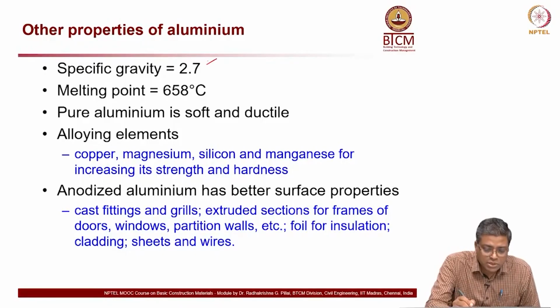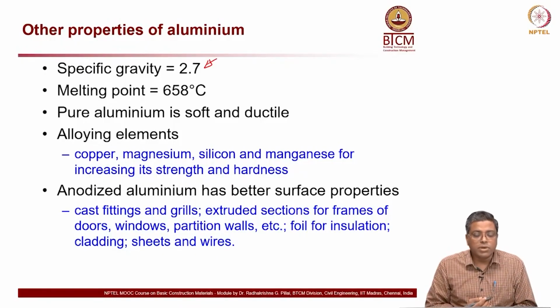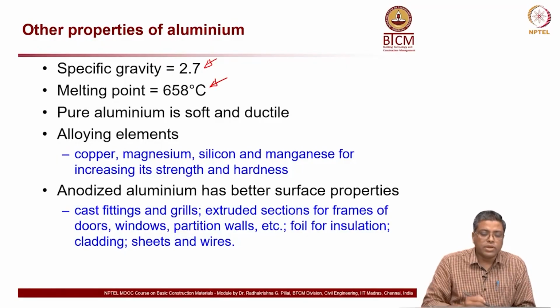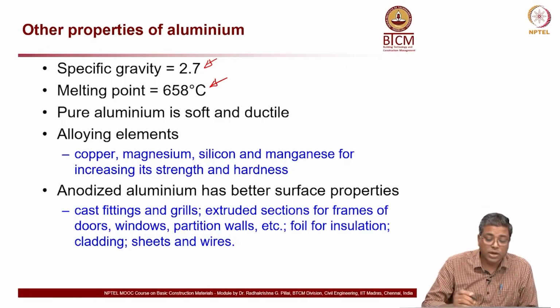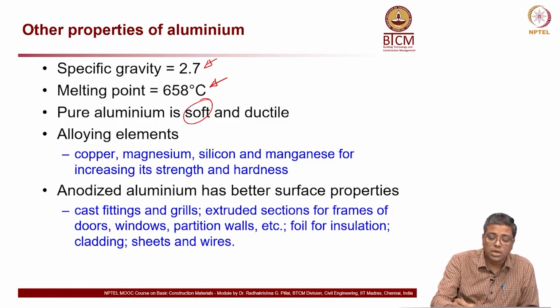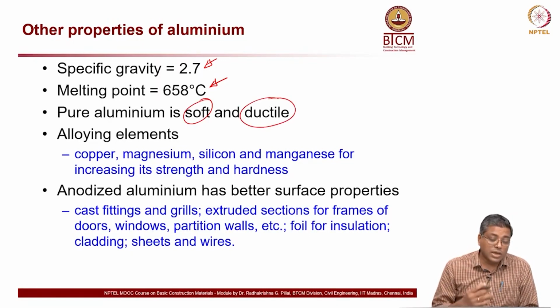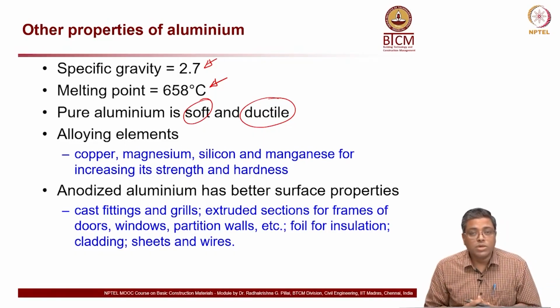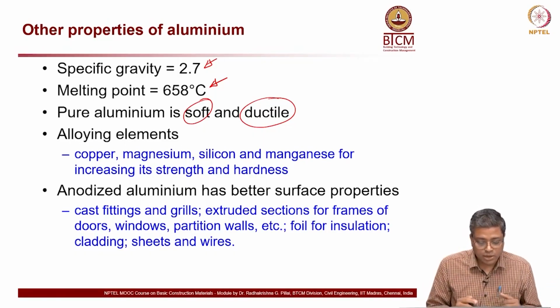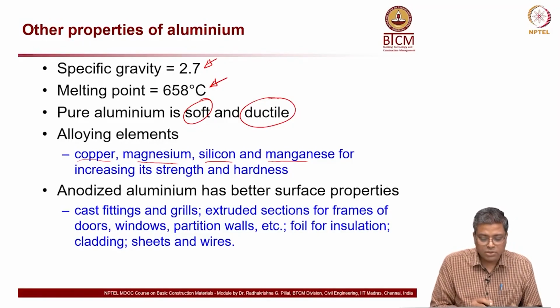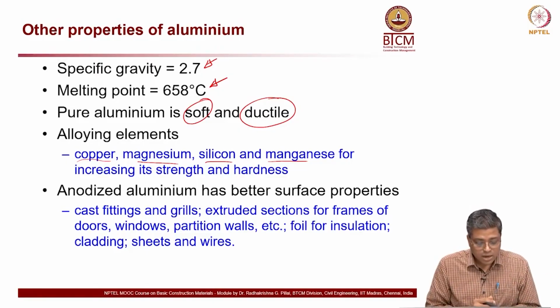Other properties: specific gravity is 2.7 and melting point is 658 degrees Celsius. Pure aluminum is very soft and ductile. So that is again why it is not always preferred for structural applications. What are the alloying elements? Typically you put copper, magnesium, silicon, manganese for increasing the strength and hardness.